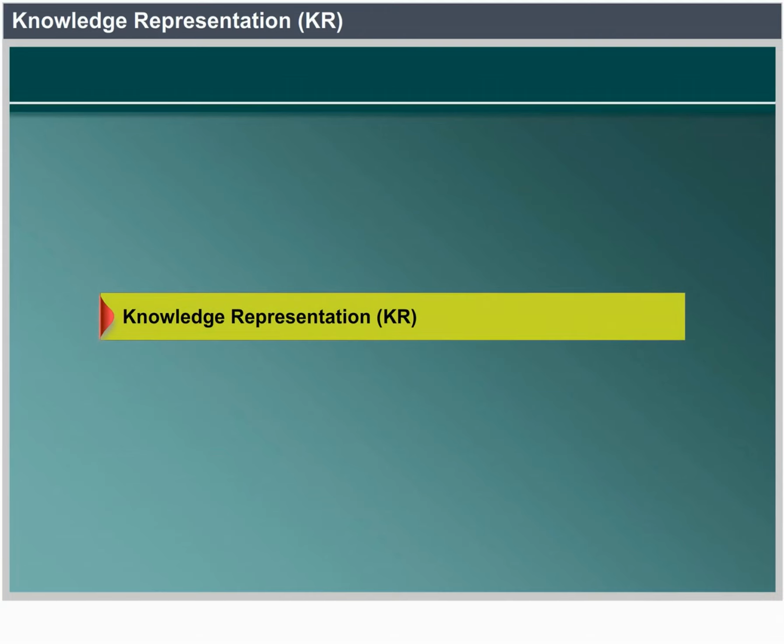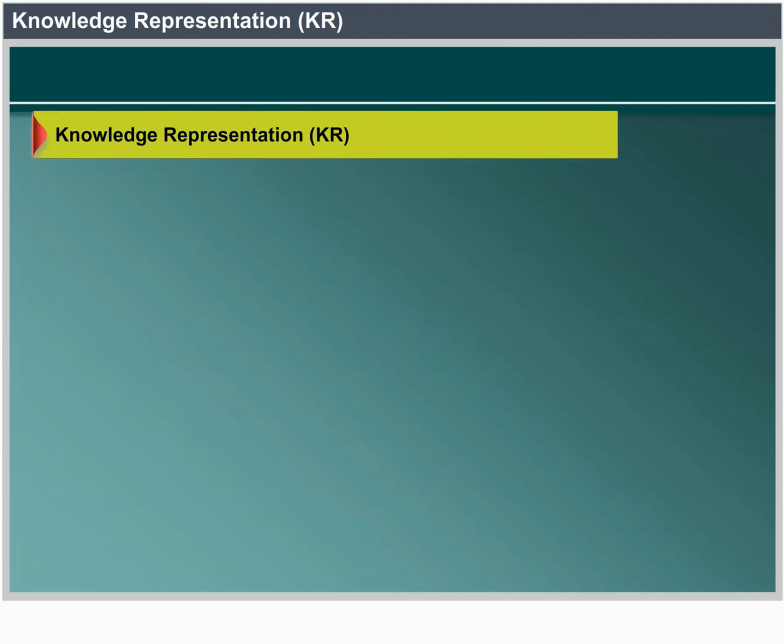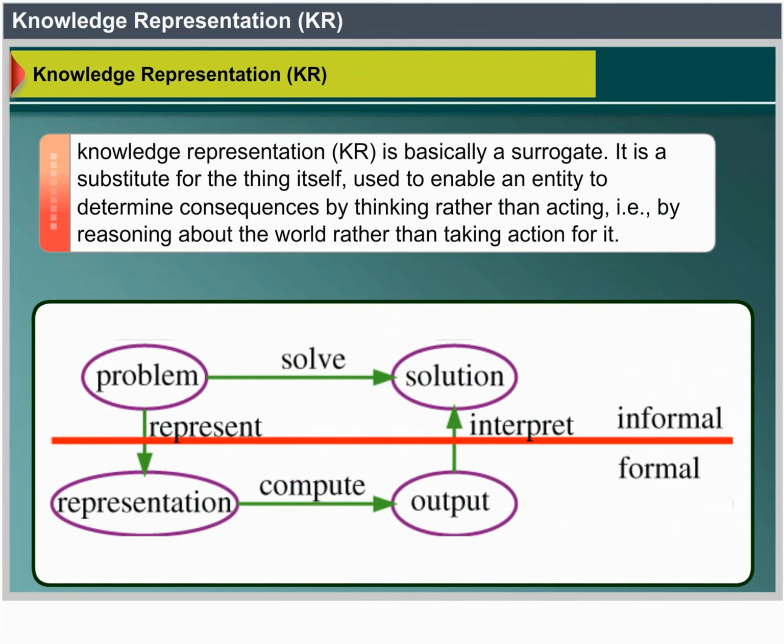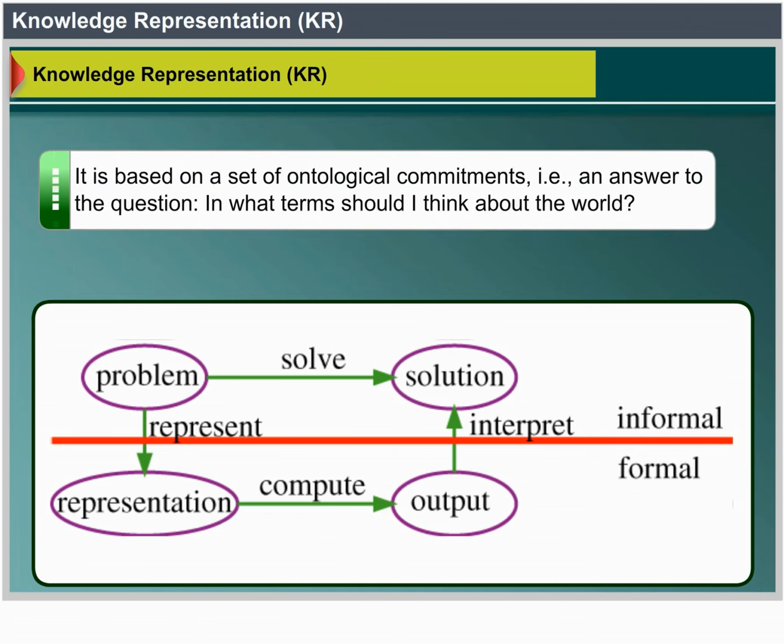Knowledge representation, KR. A knowledge representation is basically a surrogate. It is a substitute for the thing itself, used to enable an entity to determine consequences by thinking rather than acting, that is, by reasoning about the world rather than taking action in it. It is based on a set of ontological commitments, that is, an answer to the question, in what terms should I think about the world?